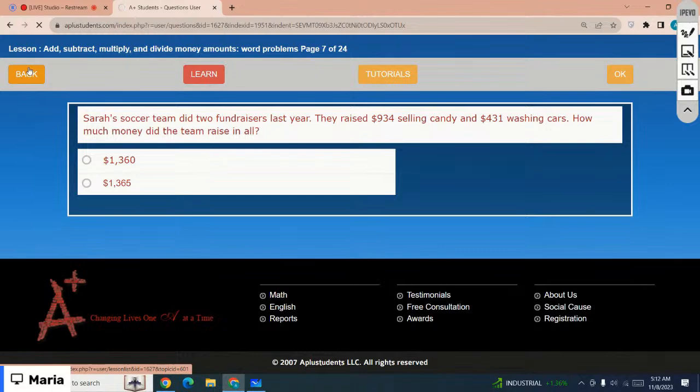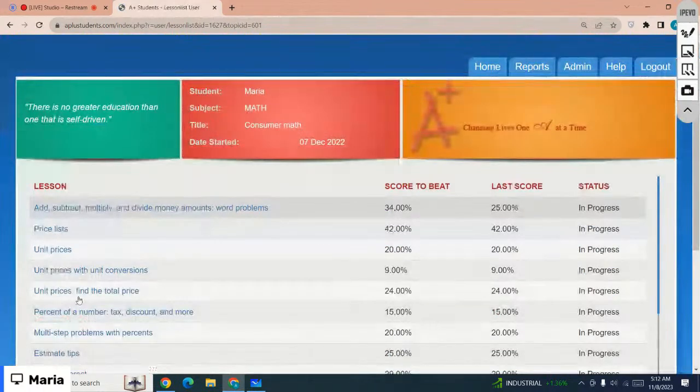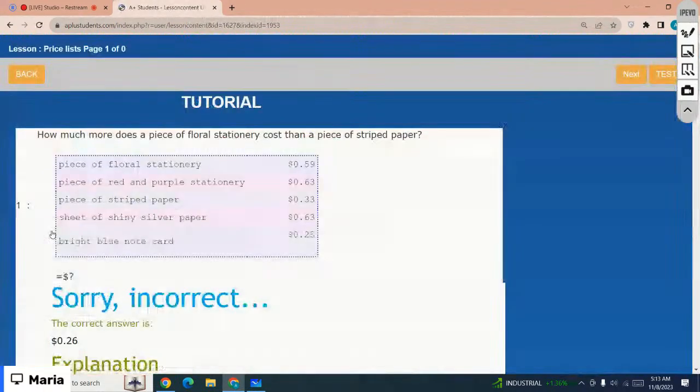And the next lesson is price list. Okay, so you are given the price list and you have to apply different operations on the price list, right? Let's just start with the test questions.